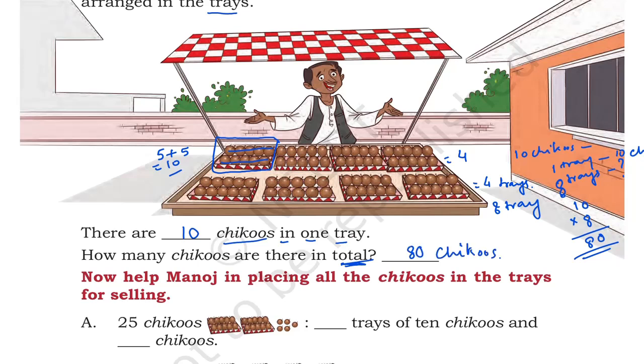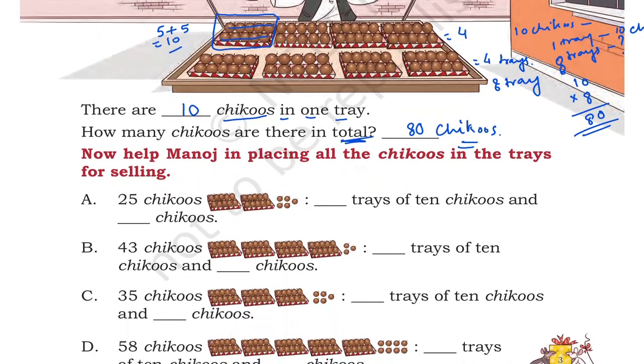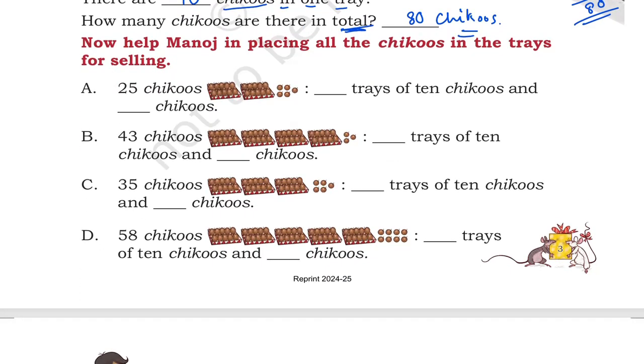Okay. I hope you were also able to figure this out. Now, Manoj needs some help. Are we going to help him? Of course we will. Now help Manoj in placing all the chikus in the trays for selling. This time Manoj has 25 chikus. Now how many trays of 10 chikus and how many will be the loose chikus?